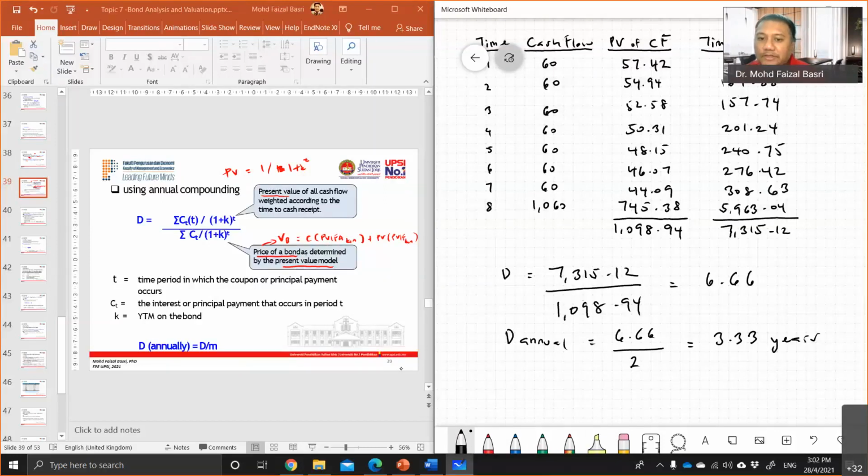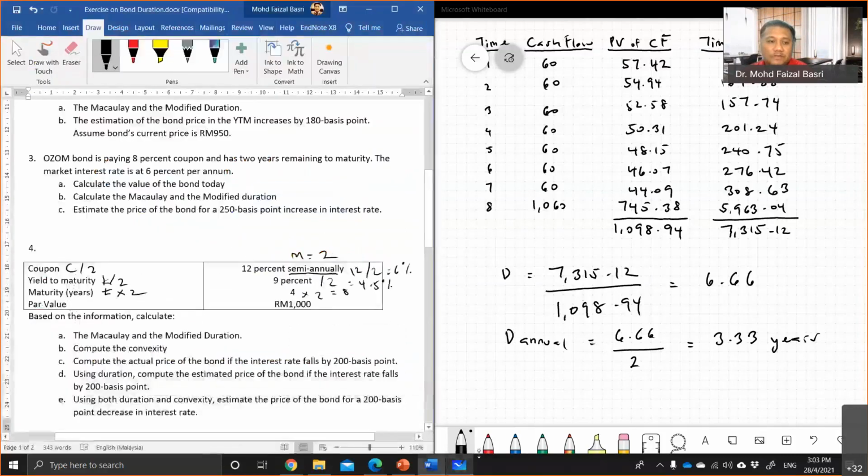Remember the duration is always shorter than the maturity. The maturity is 4 years, right? So our answer shouldn't be more than 4 years. So this is the annual Macaulay duration. If you go back to the question, the first part, the Macaulay duration, this is the final answer, 3.33.